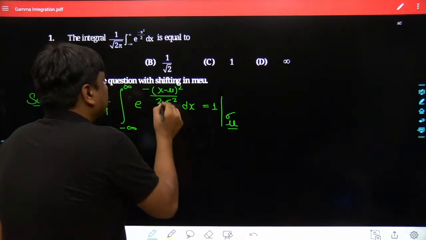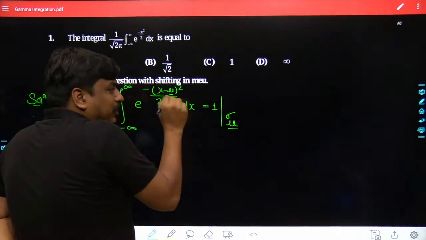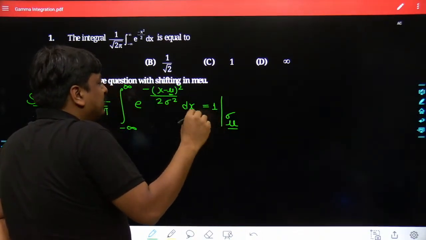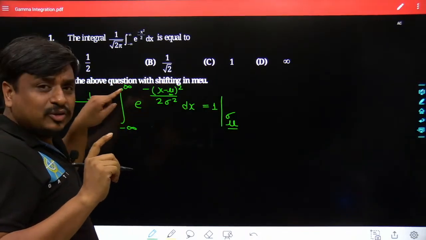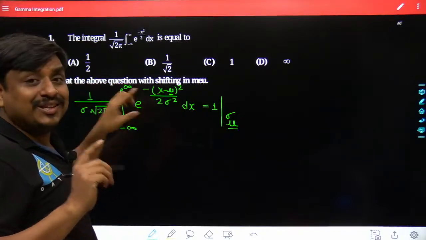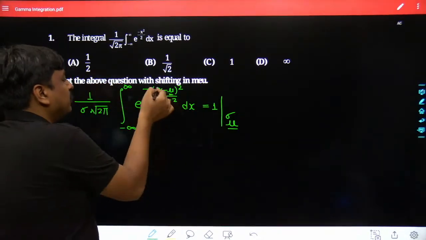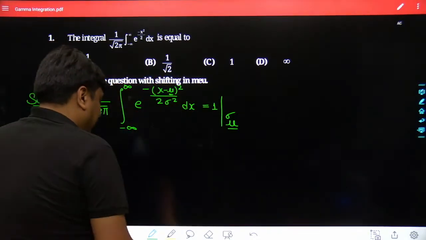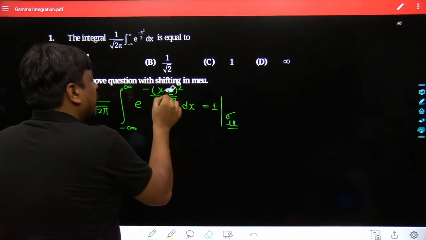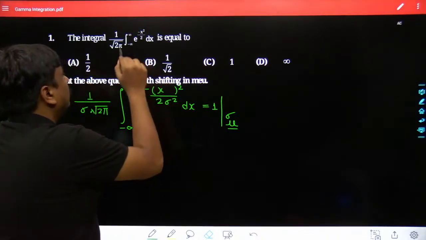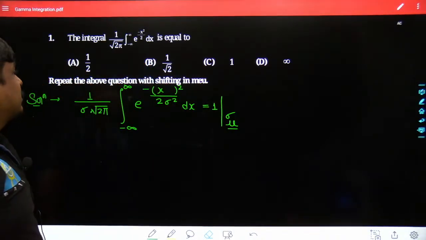My dear friends, it has already been said, if you keep mu equal to 1, 2, 3, 4, 5, 6, and take the integration from minus infinity to plus infinity, mu is not going to make any change over here. So either you keep mu equal to 1, 2, 3, everything remains the same. So you can forget about this mu. Almost the structure has been the same.